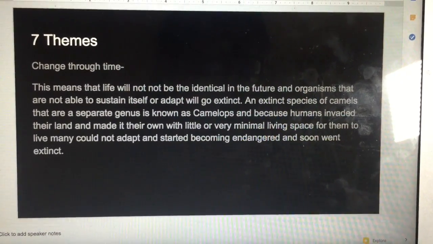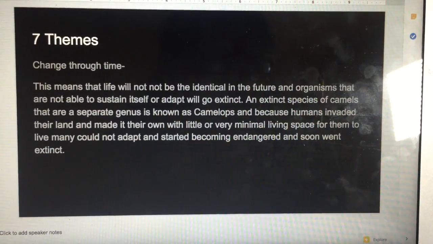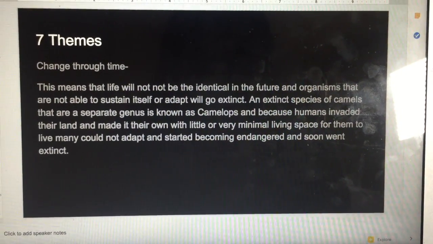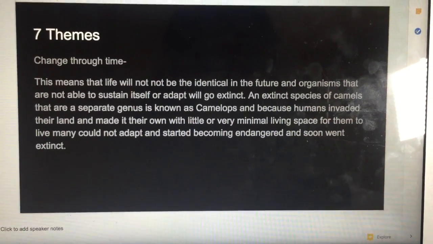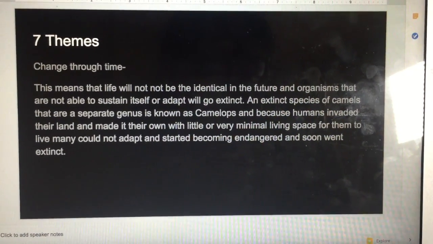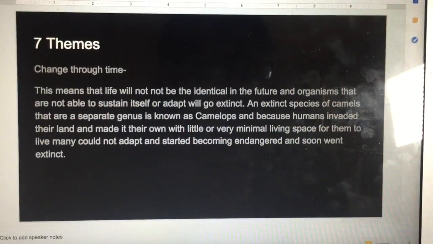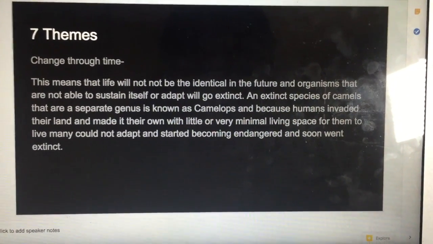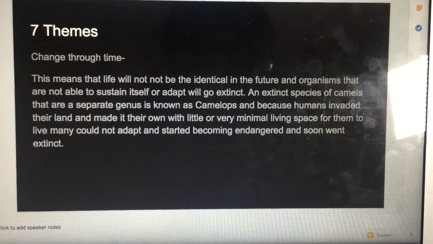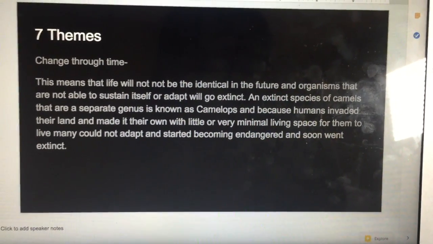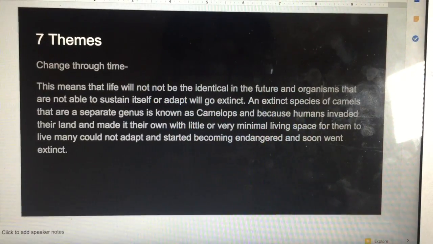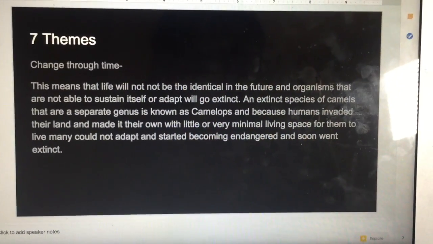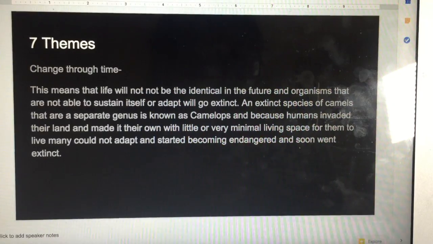Changes through time. This means that life will not be identical in the future, and organisms that are not able to sustain themselves or adapt will go extinct. An extinct species of camels is a separate genus known as Camelops. Because humans invaded their land and made it their own with little or very minimal space for them to live, many could not adapt and started becoming endangered and soon went extinct.